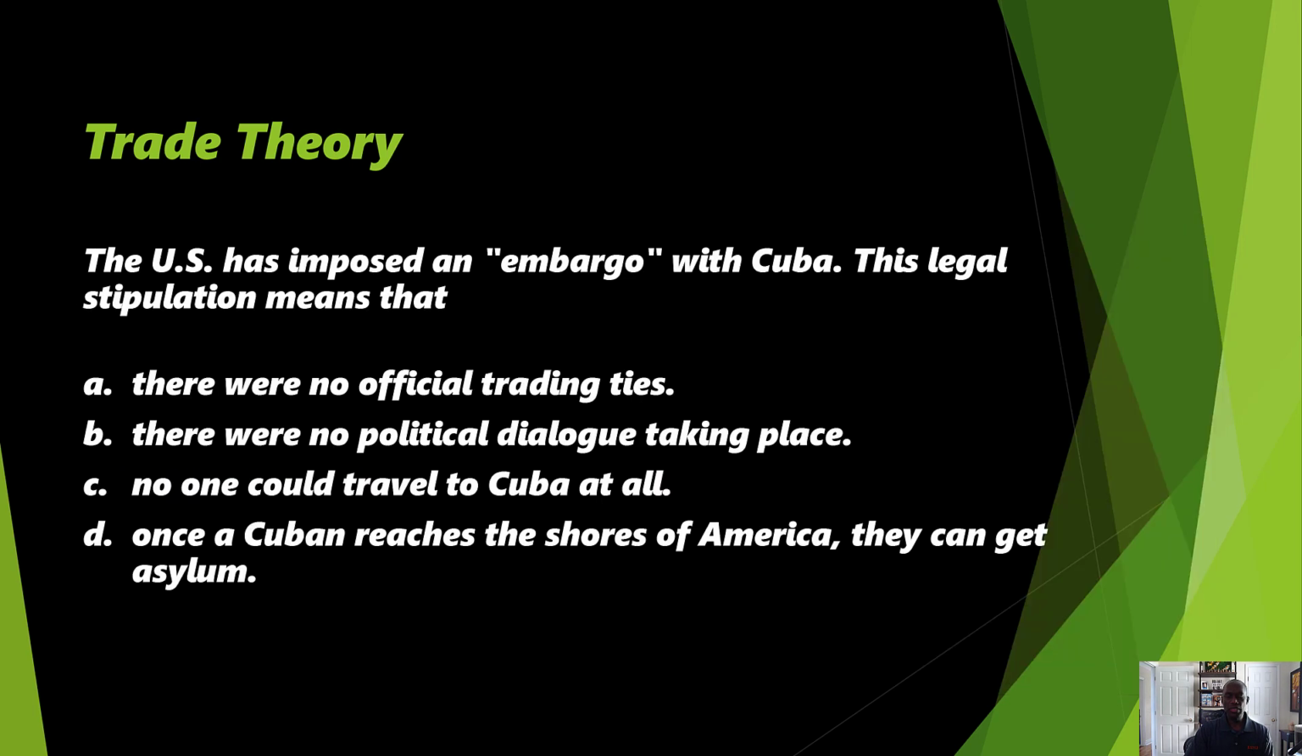The U.S. has imposed an embargo on Cuba. This legal stipulation means there are no official trading ties. This embargo has been long-standing, for about 60 years, and the U.S. has imposed it because of political reasons. Now, it does not mean you cannot get American products in Cuba, because you can.